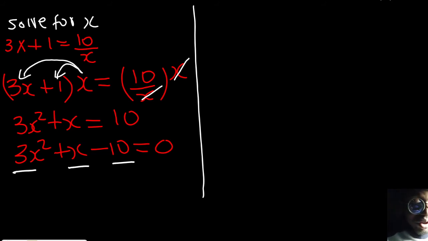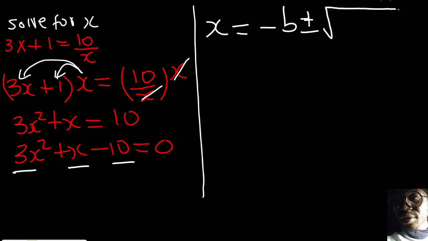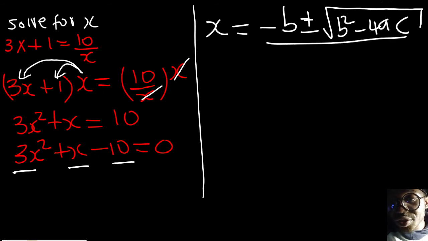All right, let's put everything into the formula. x is equal to negative b plus or minus the square root of b squared minus 4ac, all of this divided by 2a.